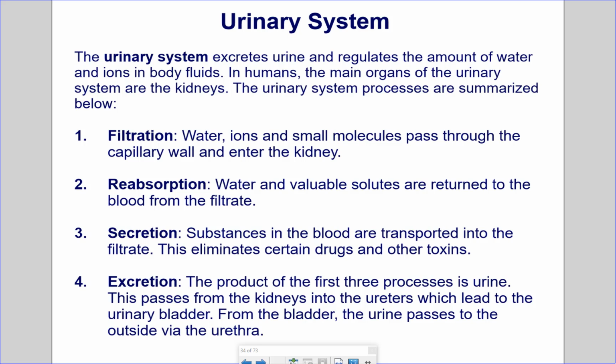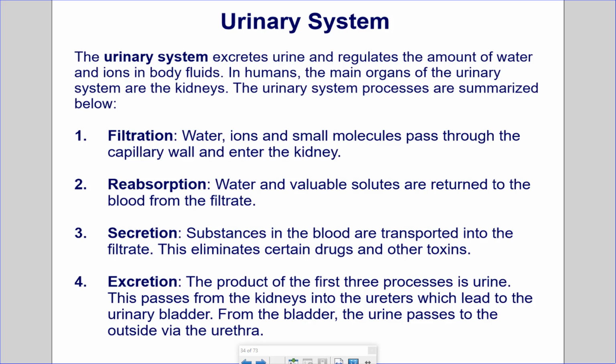Urinary system. The urinary system excretes urine and it regulates the amount of water and ions in body fluids. In humans, the main organs of the urinary system are the kidneys. The urinary system processes are summarized below. Filtration. Water, ions, and small molecules pass through the capillary wall and into the kidney. Reabsorption. Water and valuable solutes are returned to the blood from the filtrate. Secretion. Substances in the blood are transported into the filtrate. This eliminates certain drugs and other toxins.